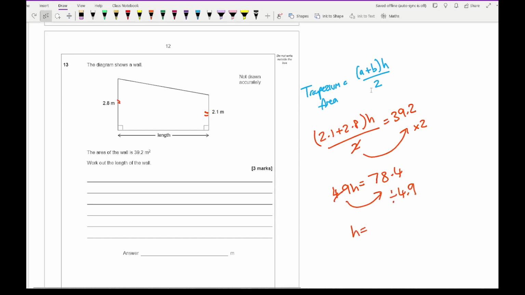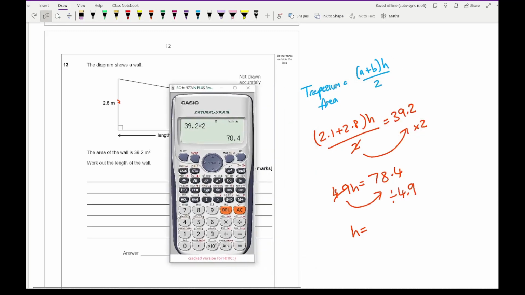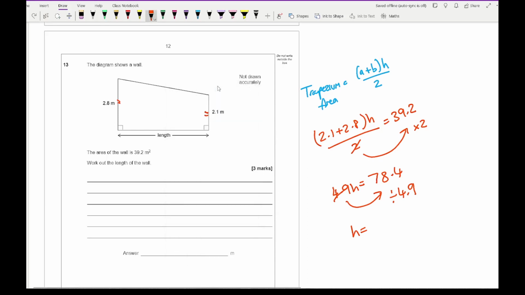So h equals, and let's just get that calculator back up. So 78.4 divided by 4.9 equals 16. And so the length of the wall is going to be 16.